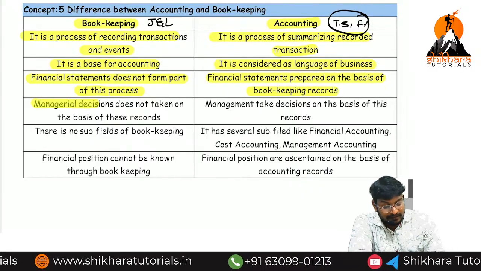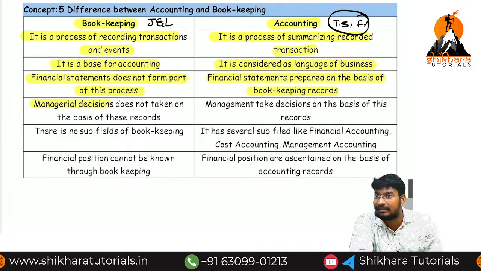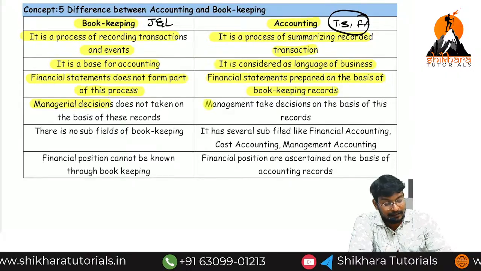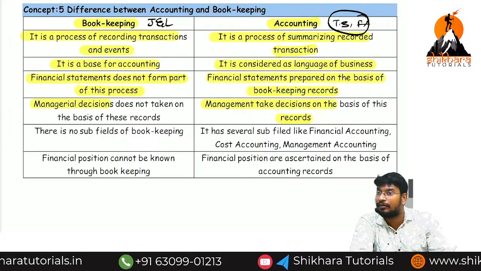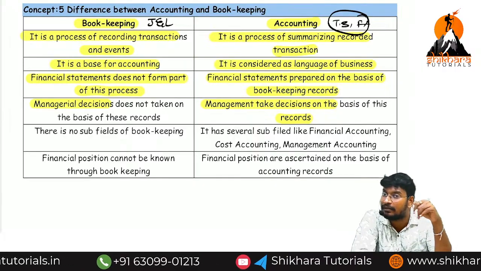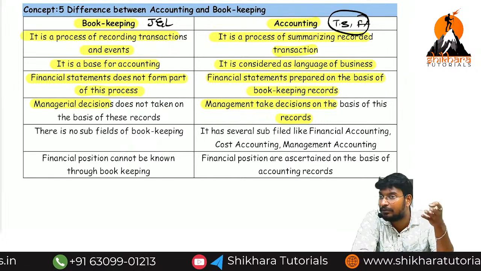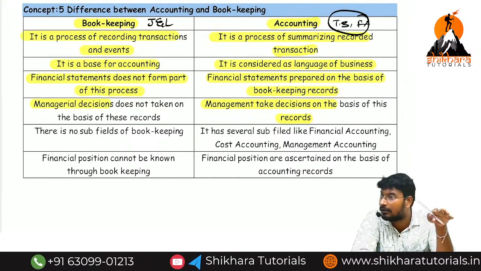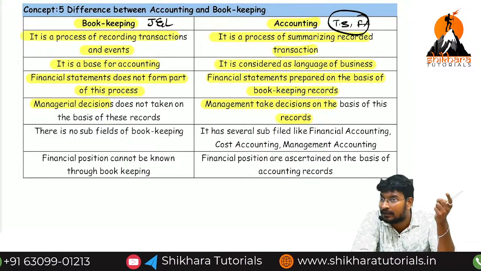Next, management decisions we can take. We cannot take management decisions only with the help of journal and ledger. We can take management decisions based on the records. Which record? Final accounts will be prepared. If we are getting profits, we can continue the business. If we are getting losses, we need to close all the businesses. This type of decision we can take only with the help of financial statements.